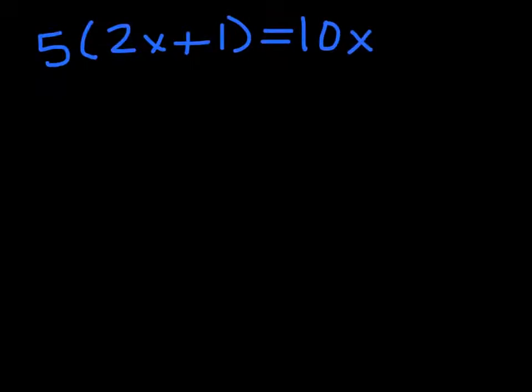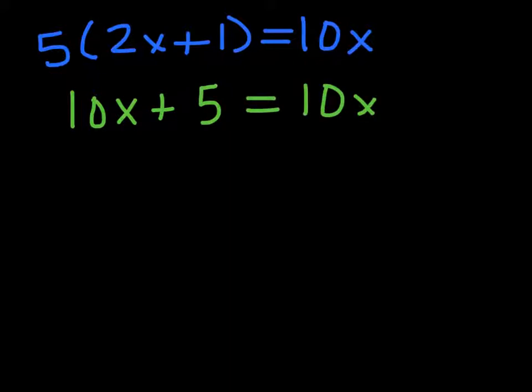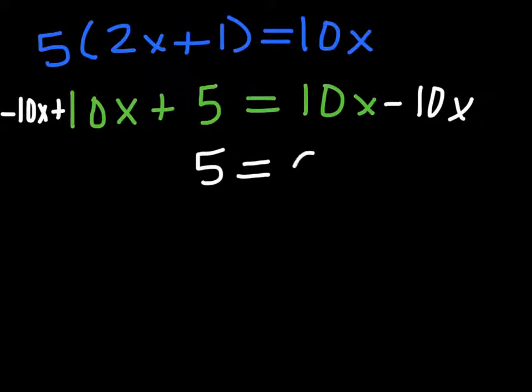Our first step in this problem is to distribute. 5 times 2x equals 10x, plus 5 equals 10x. You see what's about to happen here? When we try to move all of our x's to one side, we subtract 10x from each side, correct? Leaving us with 5 equals 0. Obviously, this can't be true. 10x cannot be equal to 5 more than itself, so this equation has no solution.